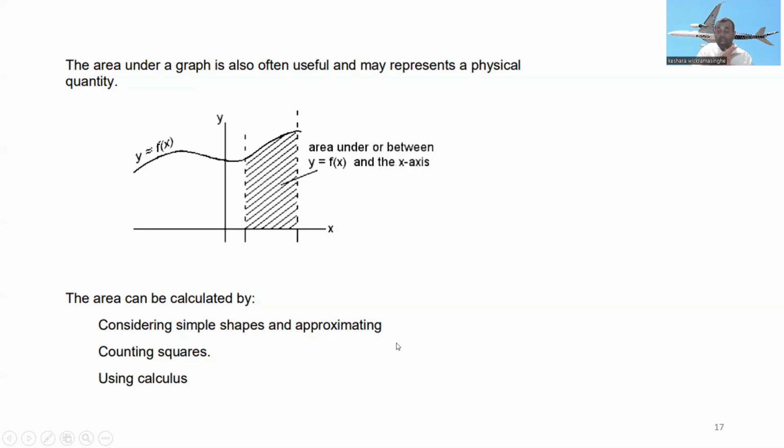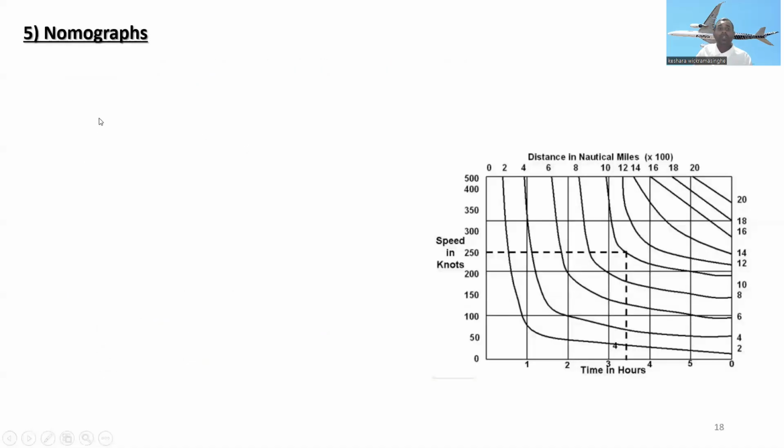I talked about how to calculate the area and volume of shapes in the previous lesson. So in the graph, when we want to talk about the area, we have to consider the simple shapes, right? Counting squares and using calculus, these kinds of methods, we can calculate the area of the graph. Now let's go to the nomograph.